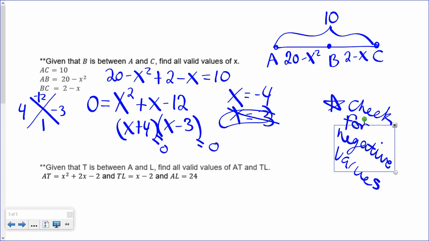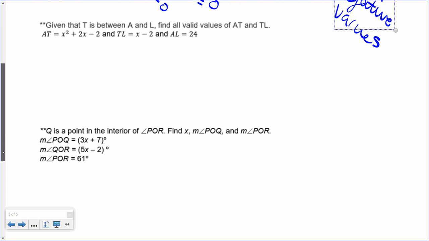Okay. Let's try another one. This one also involves factoring. Let's reset and try another one. Given, we're drawing another picture, guys. Given that t is between a and l. A, l, and then t is right here. I'm trying to find all valid values of AT and TL, or the measure of AT and the measure of TL.